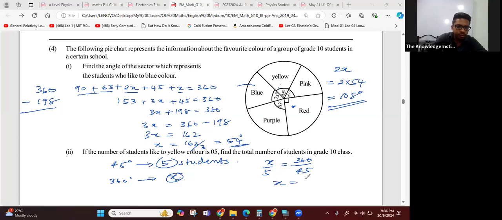So then x equals 360 divided by 45 multiplied by 5. The division by 45 goes to the other side. So we can simplify this here: 45 is 5 into 9. 360 divided by 9 is 40. Therefore, the number of students in the grade 10 class is 40. There are 40 students in the grade 10 class.